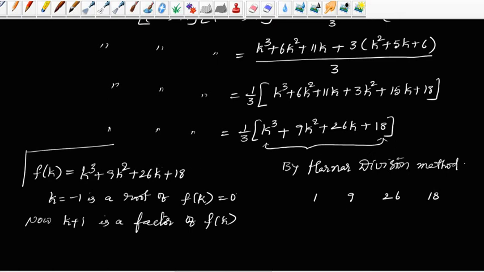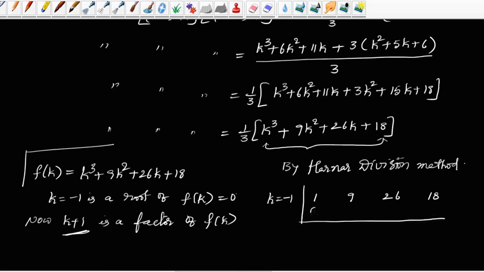If any term is missing here, for example, if the k square term is not there in this one, we will write the k square coefficient as 0. Okay. Now, what is the factor of this one? We have k plus 1 is the factor. That means the root is k is equal to minus 1. Now, dividing by this one.